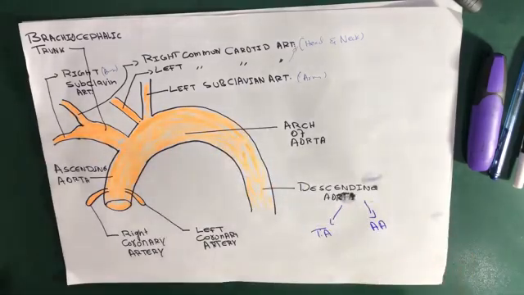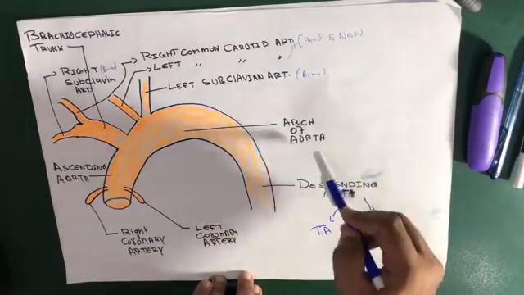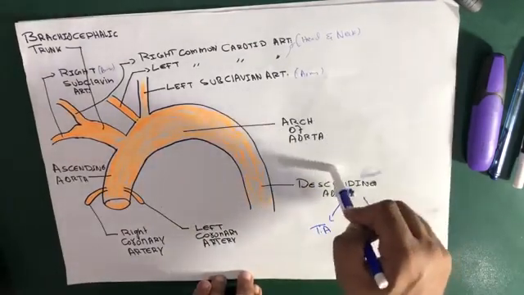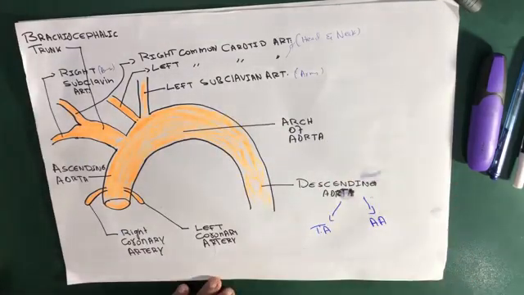To be specific, we call it the descending thoracic aorta. We are going to talk about the descending thoracic aorta because it starts after the arc of aorta. It begins at the lower border of the fourth thoracic vertebra.